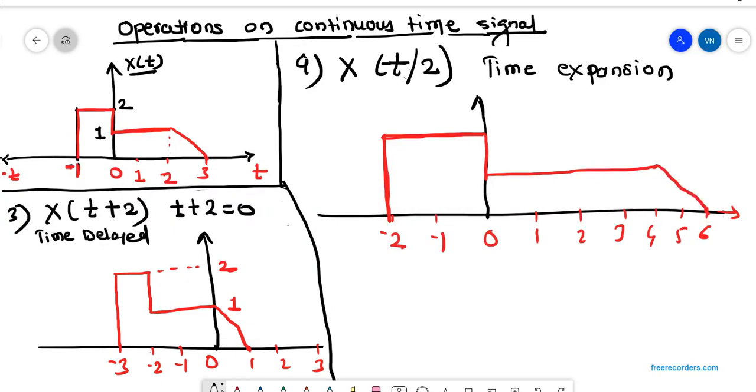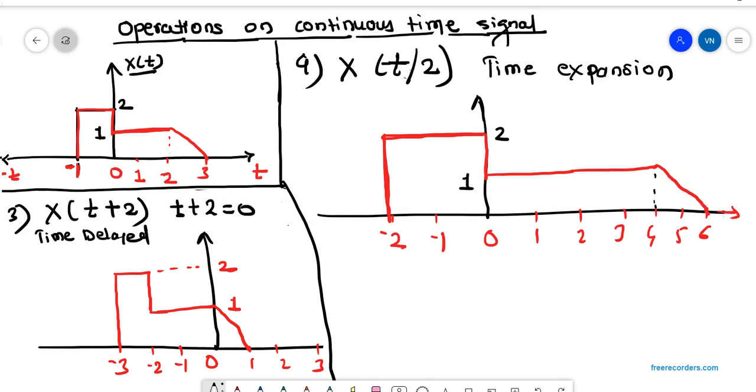Now if you observe the signal, we are having the same signal. There is only one change, and that change is nothing but my time is expanded. Whatever the signal is for minus 1 to 0, now is for minus 2 to 0, because we have to multiply each and every time period by the 2.